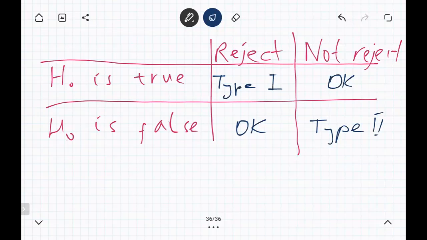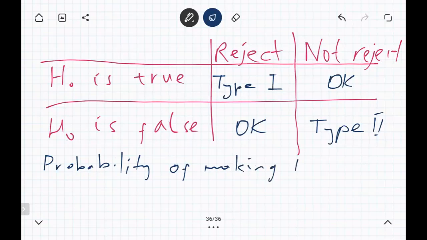And there's a probability for both of those error types. A probability for type 1 error, the probability of making a type 1 error, is our alpha, our significance.